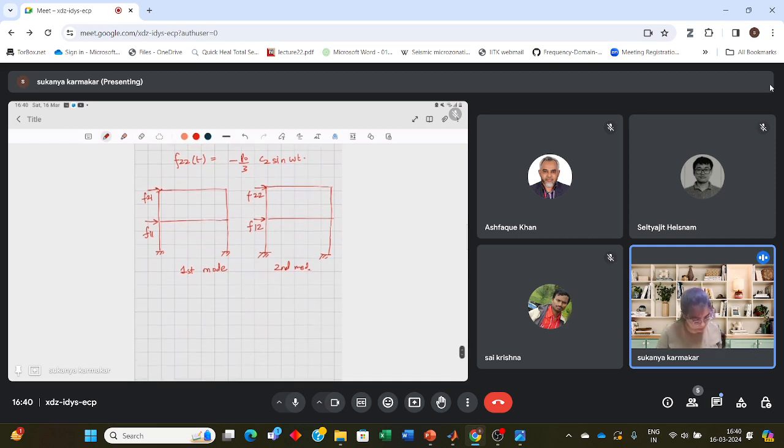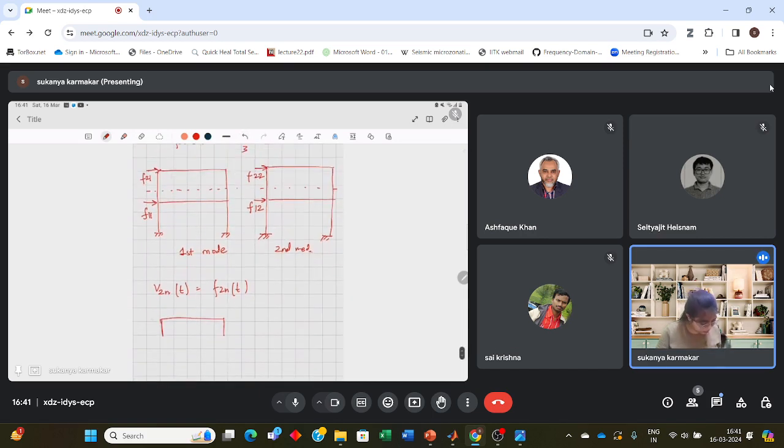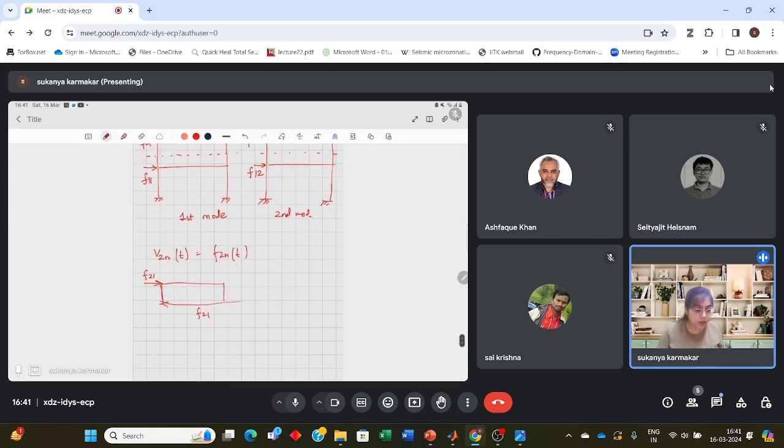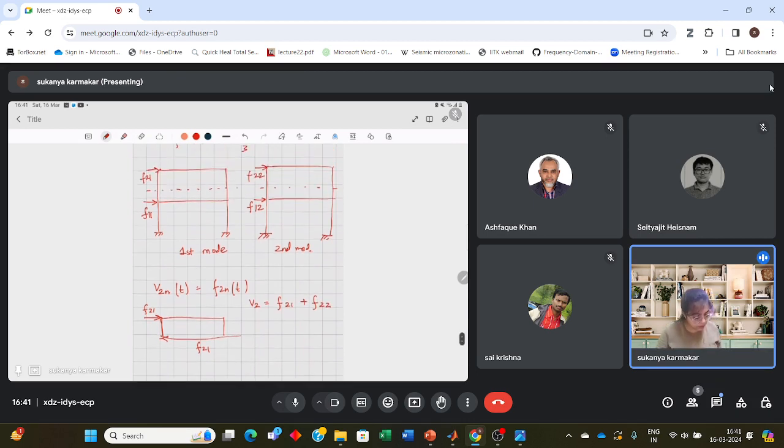If I want to calculate the story shear on the second floor due to the nth mode, it will be F2n. Basically, if you cut the story shear here, how much resisting force? Just imagine you're cutting a story there. What are you left with? If I draw only the upper part, F21, here the story shear should be equal to F21. So if I want to calculate the total shear on the second story due to all the modes, V2 will be F21 plus F22.